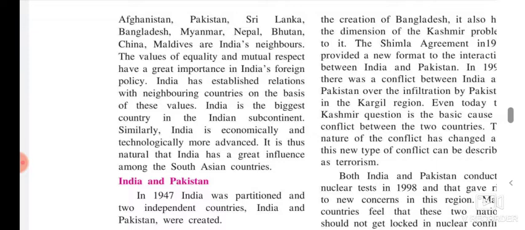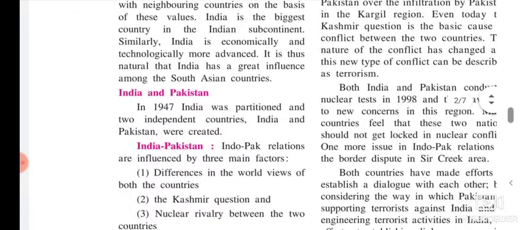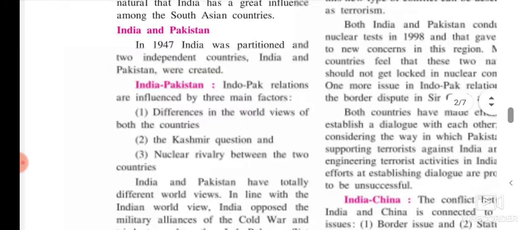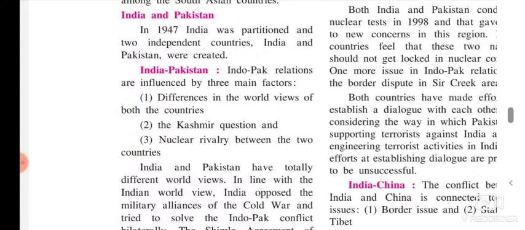India is the biggest country in the Indian subcontinent. Similarly, India is economically and technologically more advanced. It is thus natural that India has a great influence among the South Asian countries. In this, our first topic is India and Pakistan. In 1947, India was partitioned and two independent countries, India and Pakistan, were created.